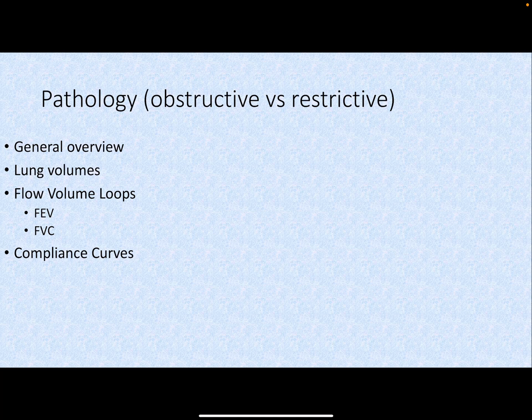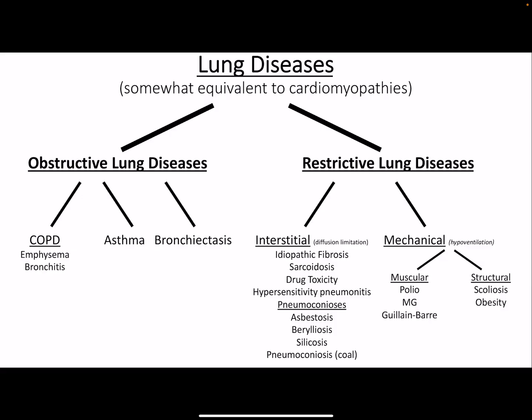All right, we're going to do a quick overview of obstructive versus restrictive lung pathologies. To understand that, we really have to understand lung volumes and different lung capacities. We're going to look at spirometry, specifically an emphasis on vital capacity, functional residual capacity, forced expiratory volume, and then take a look at compliance curves.